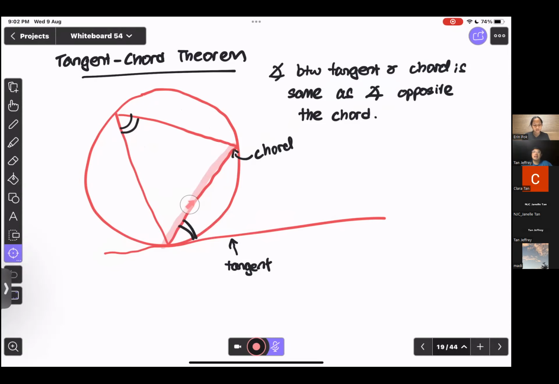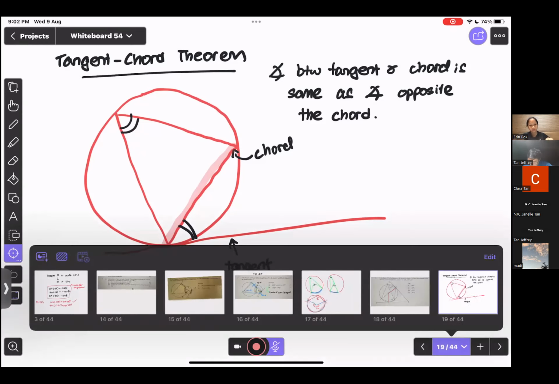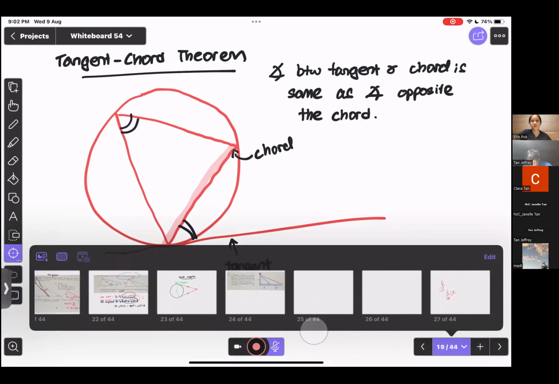So you see that this chord is the key player. The angle below the chord, in the basement, and the angle directly opposite, right in front, these two are equal. Is that okay? Okay, thank you. So another easy way is to remember it as the tangent chord theorem. That might be better.